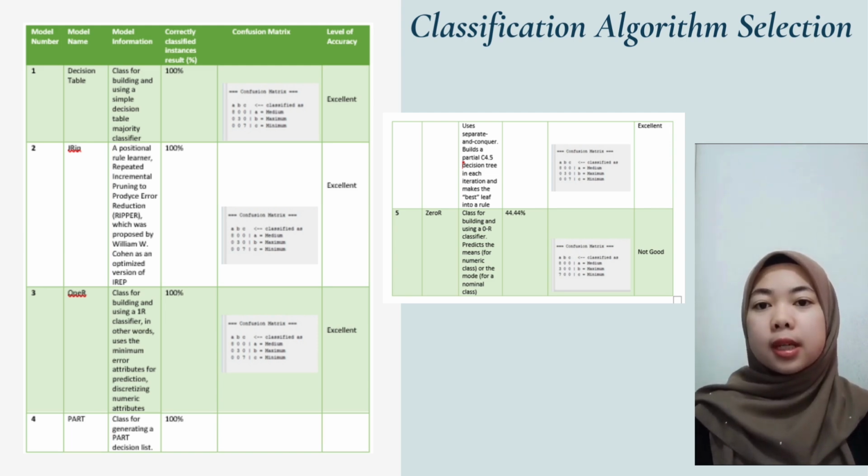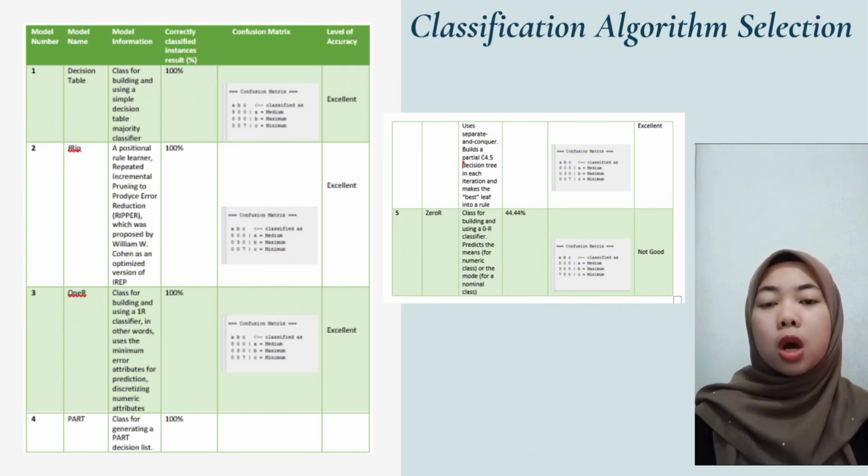Then 1R is a class for building and using a 1R classifier, in other words, it uses the minimum error attribute for prediction, discretizing numeric attributes, and it also records 100% correct results with excellent level of accuracy. Next is PART, which means a class for generating a decision list. It uses separate-and-conquer, builds a partial decision tree in each iteration and makes the best leaf into a rule. This also had 100% correctly classified instances with excellent level of accuracy.